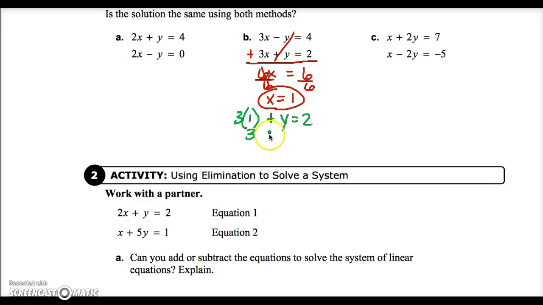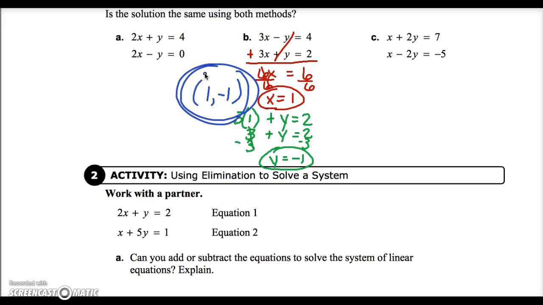3 times 1 is 3, plus y equals 2. And then I need to subtract 3 on each side. So y equals negative 1. And when I write my ordered pair, remember it's always x and then y. So we have (1, -1). And there's your answer.